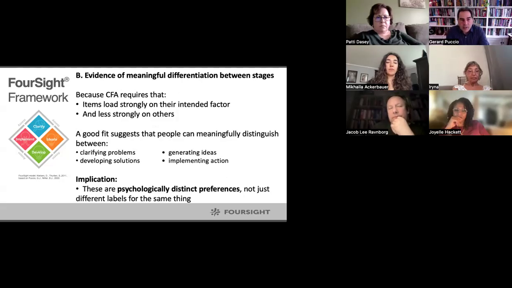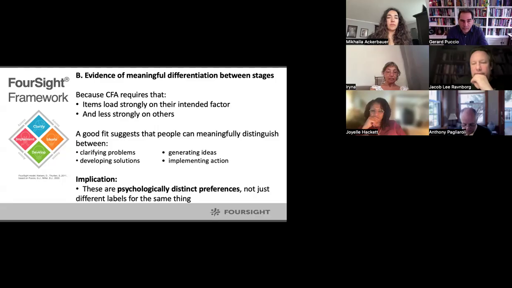The second implication is the evidence of meaningful differentiation between the stages. Because the confirmatory factor analysis showed that the 36 items in FourSight strongly load on their intended factor and less strongly on others, this good fit suggests that people meaningfully distinguished clarifying problems from generating ideas, from developing solutions to implementing actions.